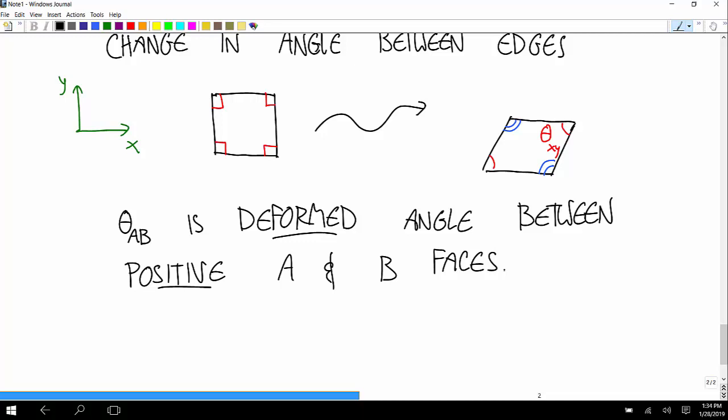But the key thing is, if you said, okay, this is the X face, this is the negative Y face, and I'm going to measure this angle, then you get the complementary angle and everything's backwards. So remember that it has to be the positive faces that you're measuring.